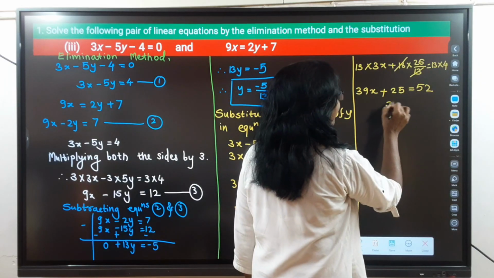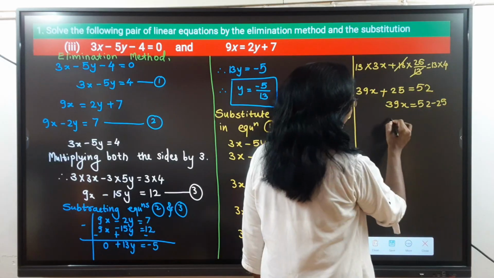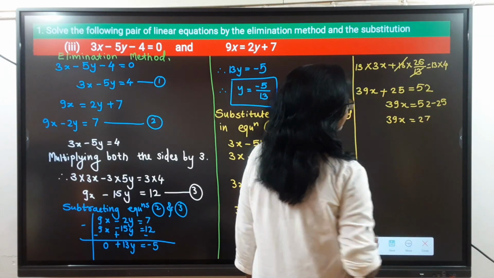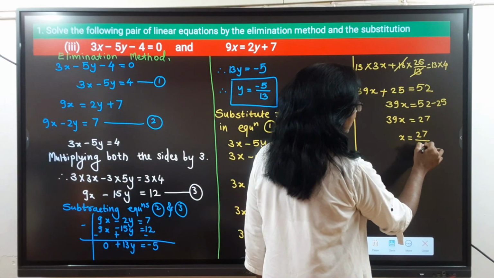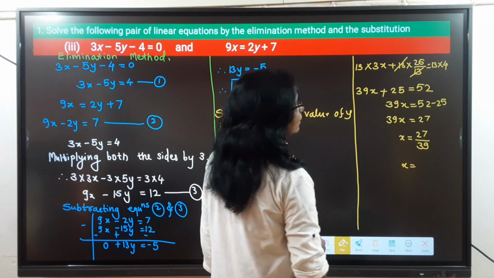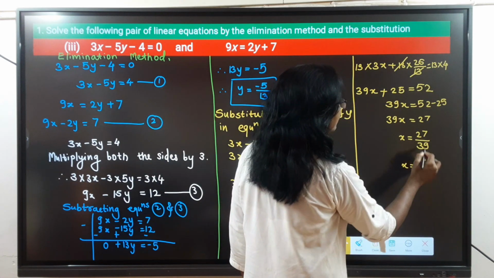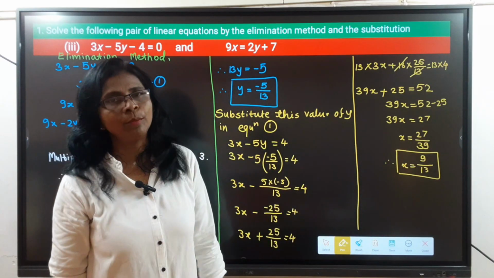So here 39x is equal to 52 minus 25. So now here 39x is equal to, that means here 27. So now here students, x is equal to 27 upon 39. So further we simplify, that is 3 nines are 27, 3 thirteens are 39, so x is equal to, therefore x is equal to 9 upon 13.